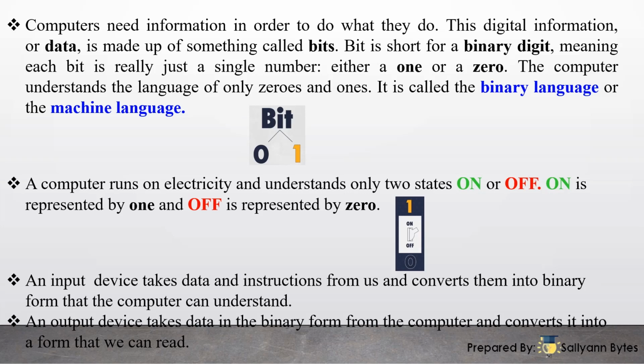It is called the binary language or the machine language. The numbers 0 and 1 are called binary digits. A computer runs on electricity and understands only two states, on or off. On is represented by 1, and off is represented by 0. An input device takes data and instructions from us and converts them into binary form that the computer can understand. An output device takes data in the binary form from the computer and converts it into a form that we can read.